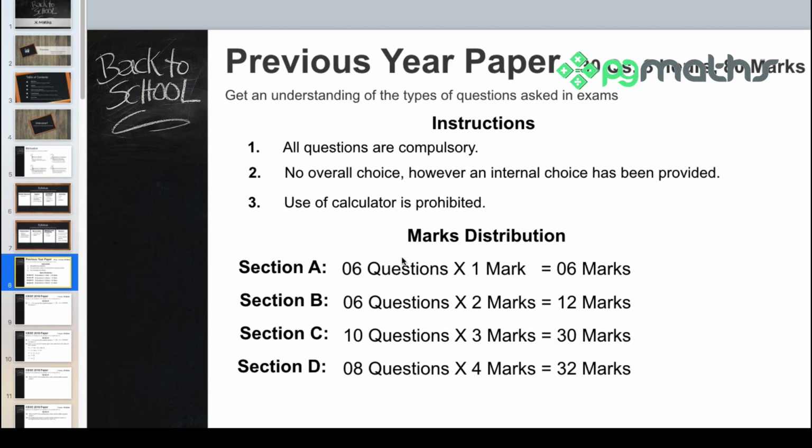Then marks distribution. The paper is divided into 4 sections. Section A has 6 questions, each question constitutes 1 mark, total is 6 marks. Section B, 6 questions, 2 marks each, 12 marks in total. Section C, 10 questions, 3 marks each, 30 marks total. Section D, 8 questions, 4 marks each, and 32 marks in total. These marks combined together constitute 80 marks here.